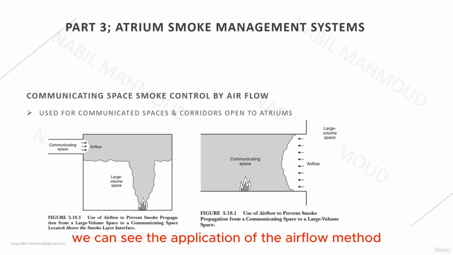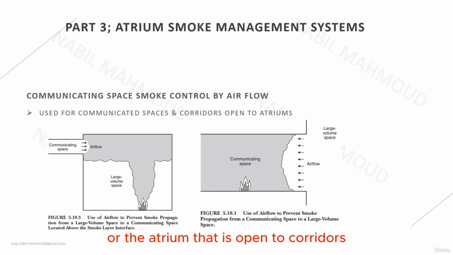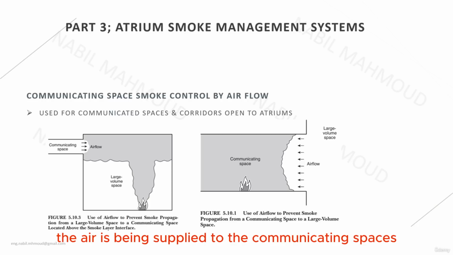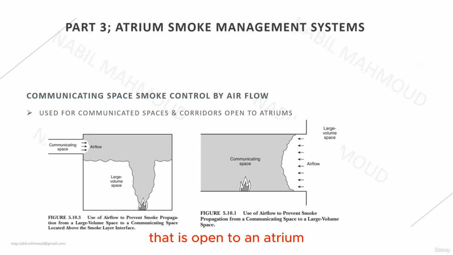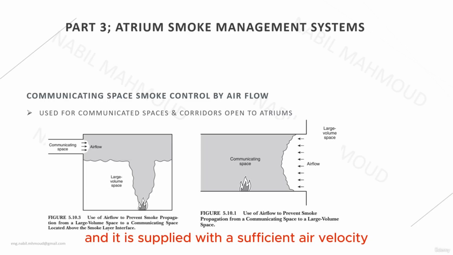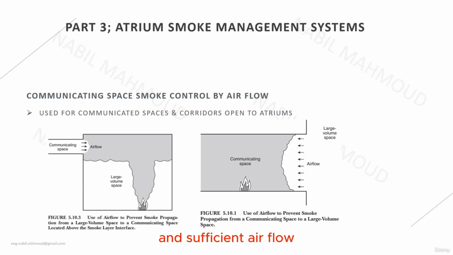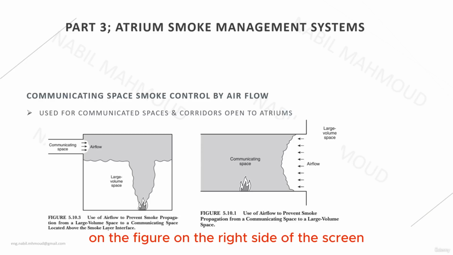Here also we can see the application of the airflow method in the protection of the communicating spaces that are open to an atrium, or the atrium that is open to corridors. As we can see on the figure on the left side of the screen, the air is being supplied to the communicating space, which is located at the top floor that is open to an atrium, and it is supplied with a sufficient air velocity and sufficient airflow that it is preventing the smoke from infiltrating into this communicating space. We can see the opposite as well on the figure on the right side of the screen.